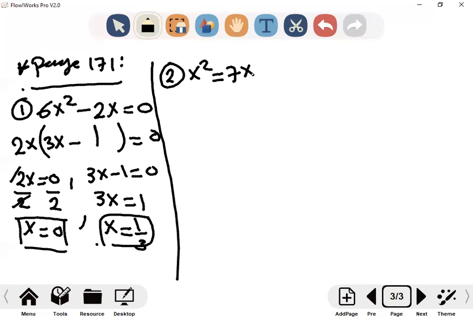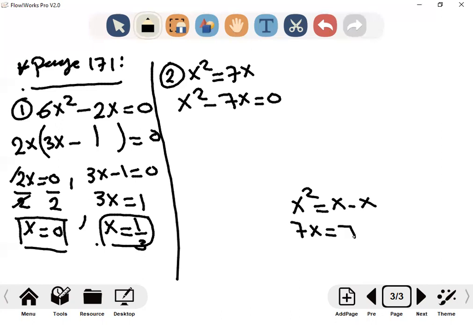Here, no, the right side should be 0. Make the right side always 0 by shifting the 7x. Two terms, both have x, GCF, right? So here, x power 2 is x by x, with 7x, 7 by x. What is the GCF? Equal x. Take it and come here.